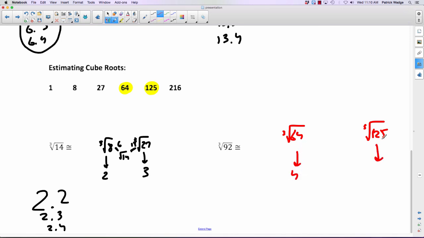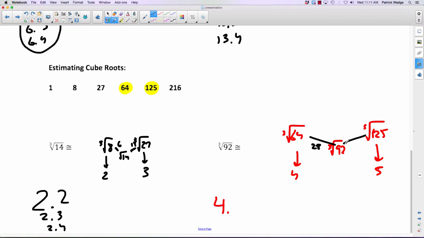Number that multiplies by itself 3 times to get 125. It's 5. 5 times 5 is 25. 25 times 5 is 125. So we know our answer starts with 4 point something. Okay, so 92 sits somewhere in the middle here. So what's the difference from 64 up to 92? That is 28.